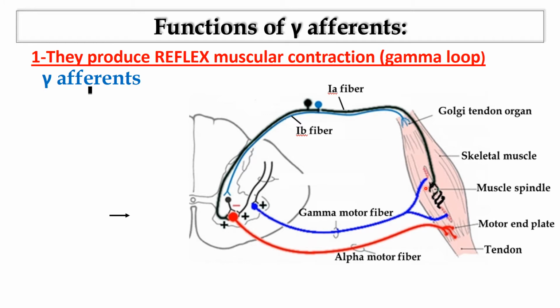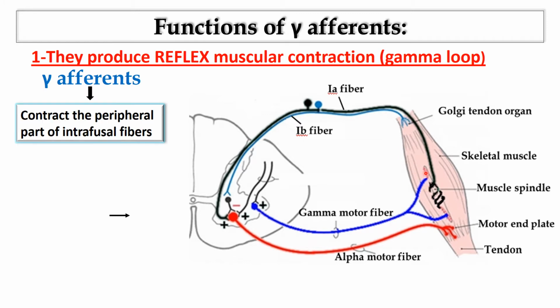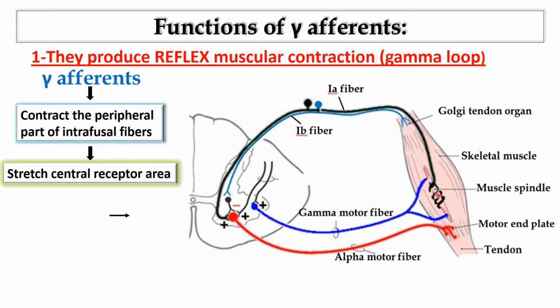Gamma efferents, when stimulated, lead to contraction of the peripheral contractile part which they supply. They supply the peripheral contractile part of the muscle spindle, which has the ability of contraction. So when gamma efferent discharge increases, they produce contraction of the peripheral contractile part of the intrafusal fibers. That leads to stretching of the central receptor part. When these parts contract, this will make elongation or stretching of the central receptor part.